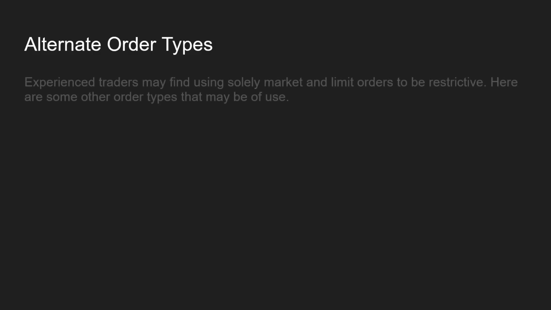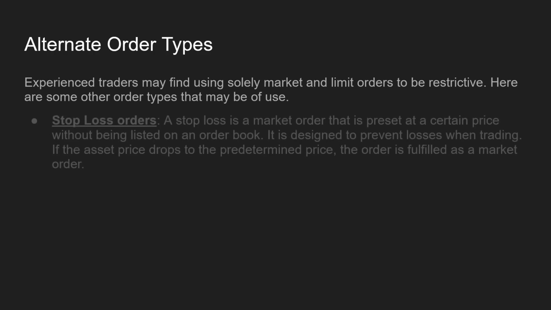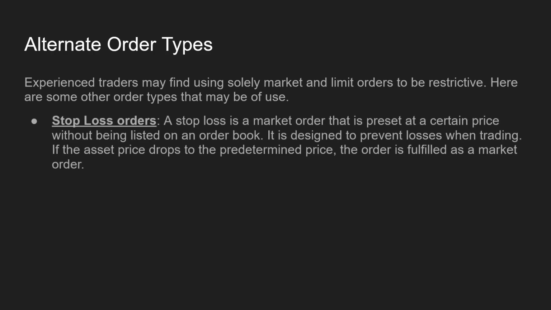So there are alternate order types beyond the main limit and main market order types. And the main alternate order type that we're going to talk about is the stop loss. Experienced traders may find solely using market and limit orders can be restrictive, and here are some other order types that may be of use. The main one we'll talk about is the stop loss.